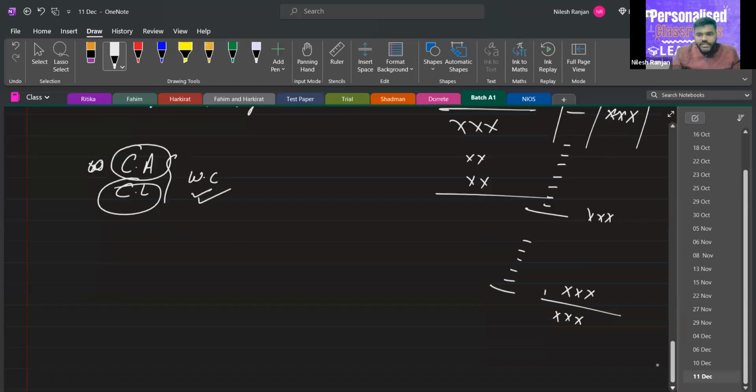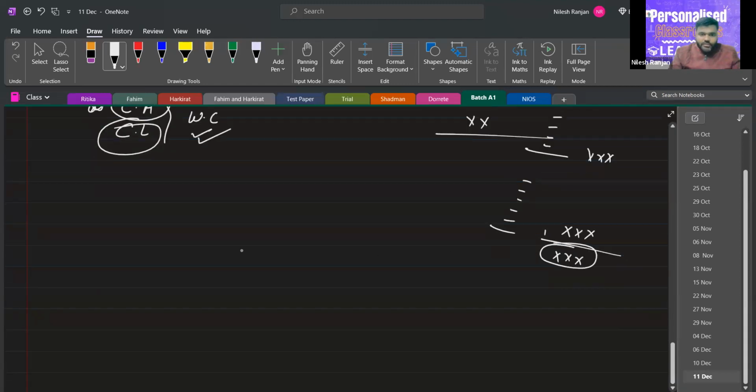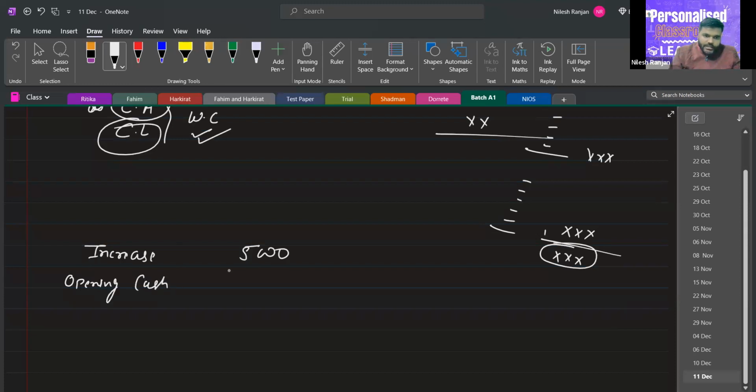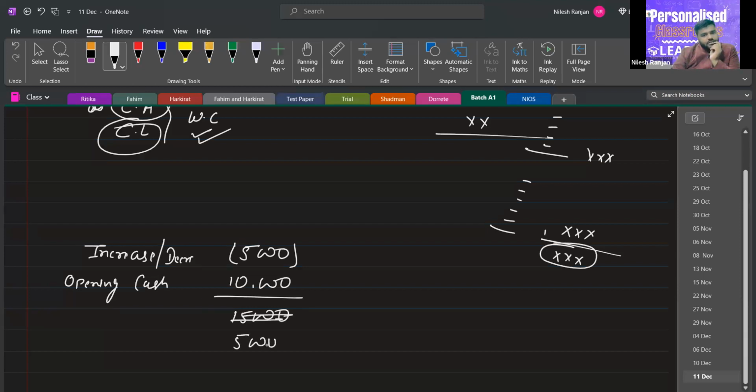Now, if it is an increase, let's say we get a 5,000 increase, then it means 5,000 positive balance. Then we will write here opening cash. And if it is a 5,000 increase, and opening cash is 10,000, then closing will be 15,000. Yes or no? Yes, sir. And if it is a decrease of 5,000, then closing cash will be 5,000 rupees.